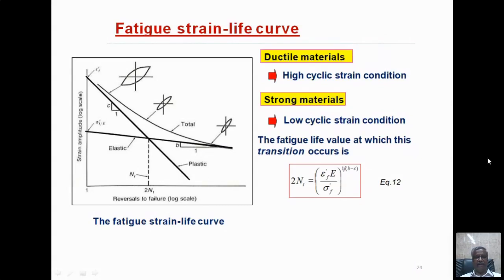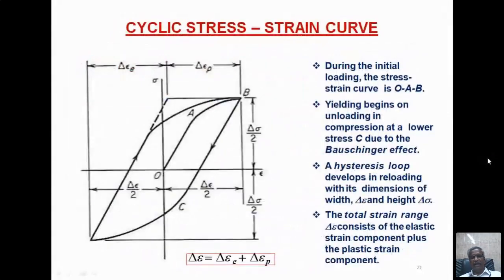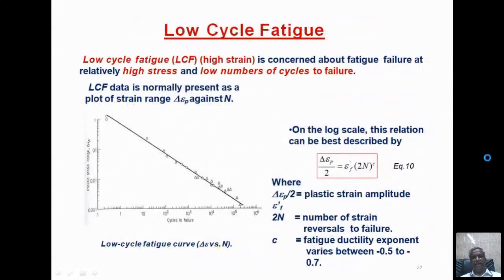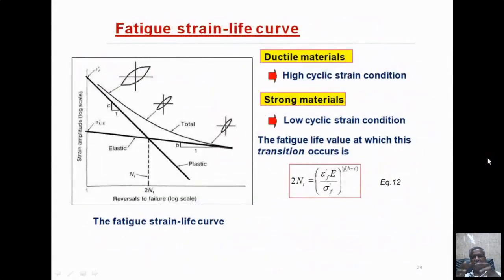The complete high cyclic fatigue is under the elastic region only, because we are not exceeding the yield point. Below the yield point only we are doing all the tests. But in low cyclic fatigue, we are straining the material, and you are getting elastic strain and plastic strain. Because of the plastic deformation, there is a change in the dimension of the component or material after low cyclic fatigue.